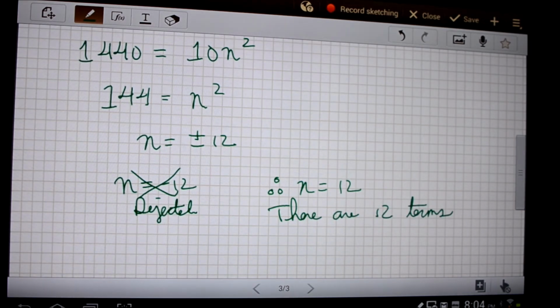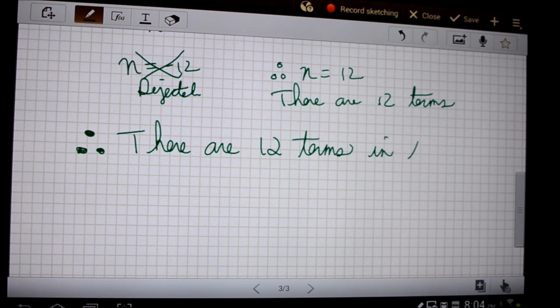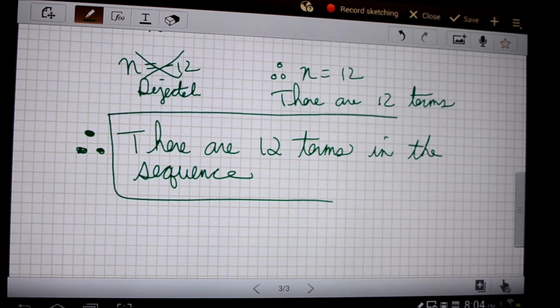Let's see if that was the question they asked, because I forget what they asked. How many terms are in the sequence? There we go. Okay, so we did answer the question. So therefore, there are 12 terms in the sequence. And that's our answer. There are 12 terms in the sequence.